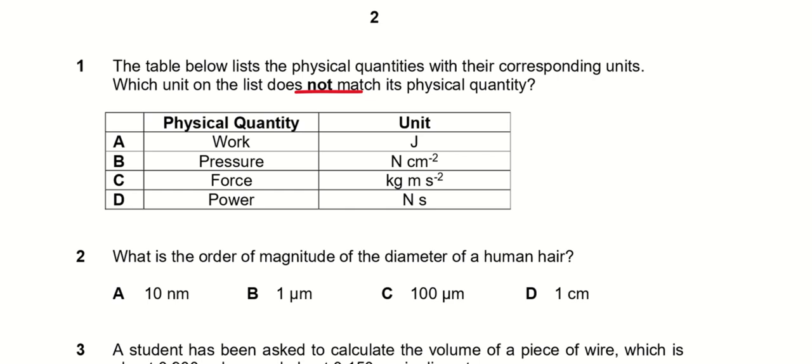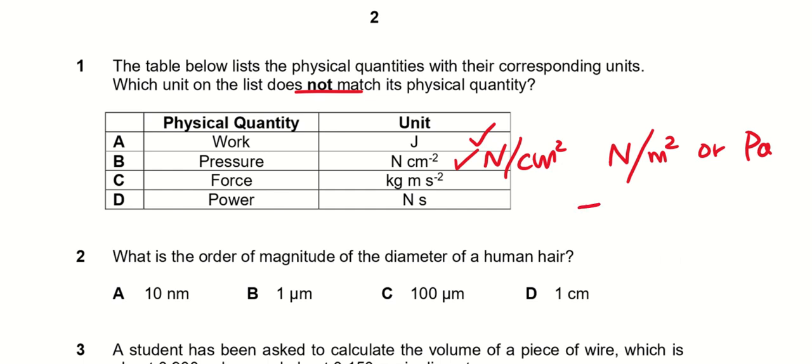So for work done, it's actually Joule, so it's correct. For pressure, it is Newton per cm square, and this is correct as well. But this is not the SI unit, so it can either be Newton per meter square or Pascal if they were to ask for SI unit. But Newton per cm square is actually the unit for pressure. It is okay.